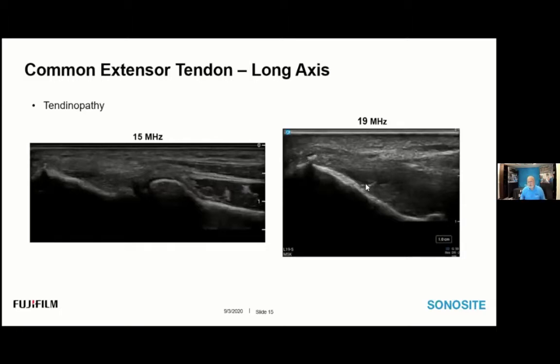As well, we can see what is a zone of hypoechogenicity here with 15 megahertz, but with 19 megahertz, now we can see that there's a fluid component to this zone of hypoechogenicity, and we can see the brightly echoic back margin, which you frequently get with fluid. So this gives us more information and gives us more confidence in characterizing the nature and also the location of the pathology present.